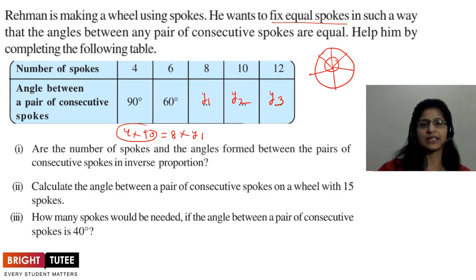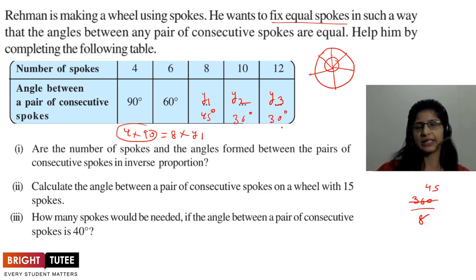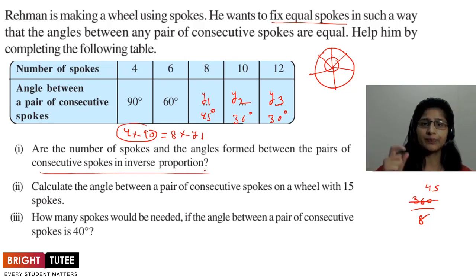So when we divide 360 by 8, what do we get? 8 ones are 8, 8 fours are 32, 8 fives are 40, so it will be 45 degrees. Okay, and when it is 10, divide 360 by 10, we get 36 degrees. And when it is 12, 12 threes are 36, it is 30 degrees. Clear? So we have calculated and completed the table. Now they are saying, are the number of spokes and the angles formed between the pairs of consecutive spokes in inverse proportion? Yes, definitely, because increasing the number of spokes decreases the angle between the consecutive spokes, right?